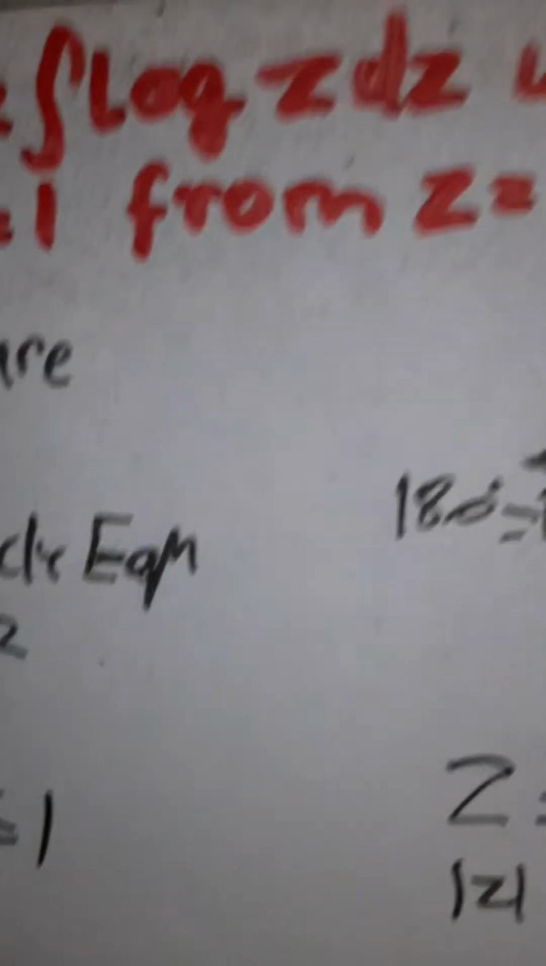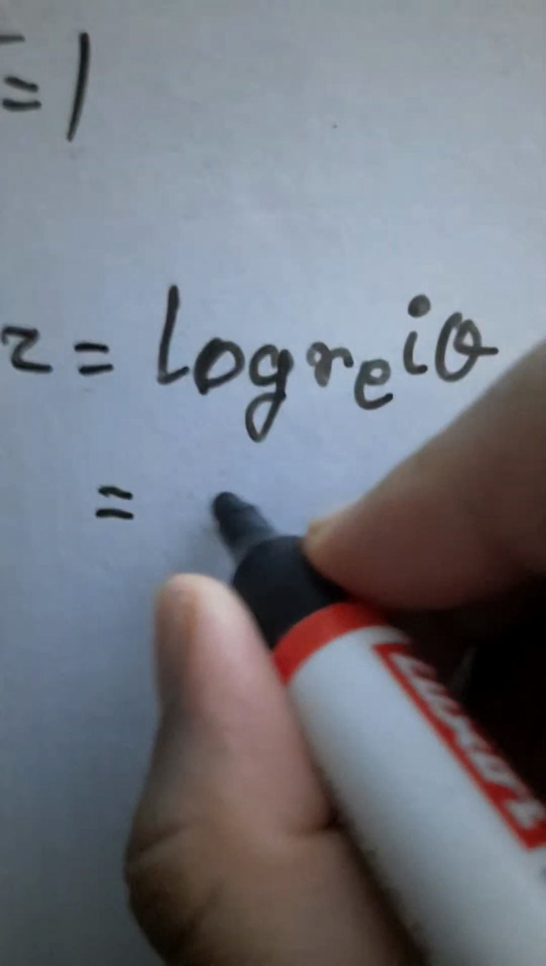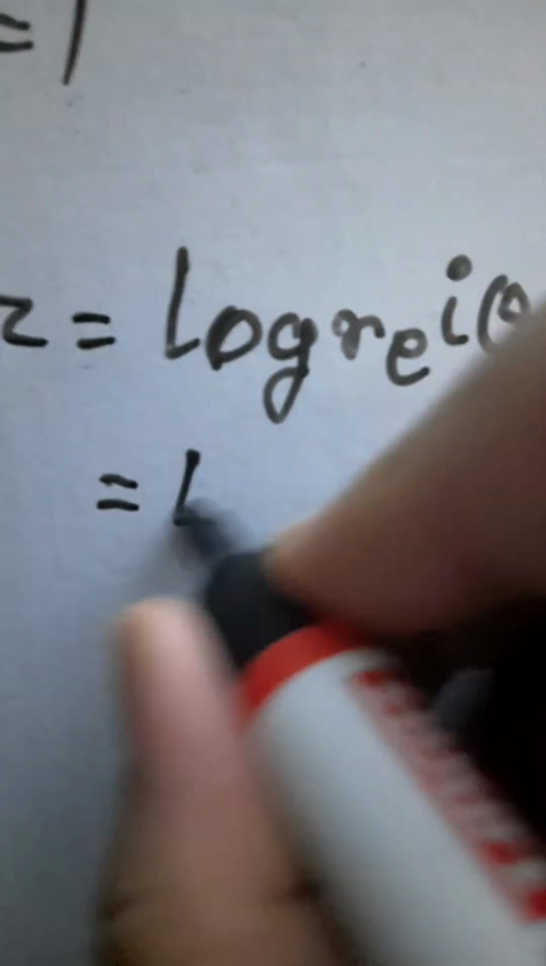So I think I have shown you most of the formulas. Now our question says log z. Okay, log z, let's write it. Log z is equal to log r e raised to i theta. We have found r is equal to 1. So log z equals log r e raised to i theta, with r equal to 1.